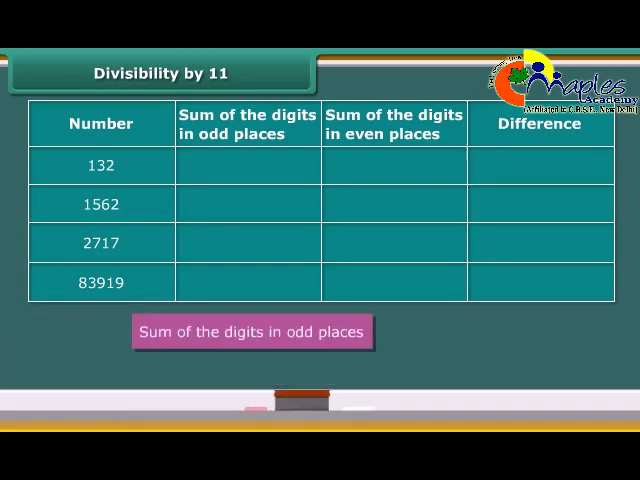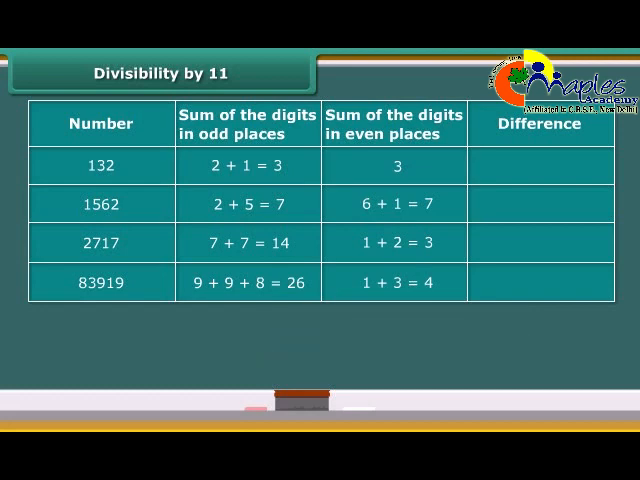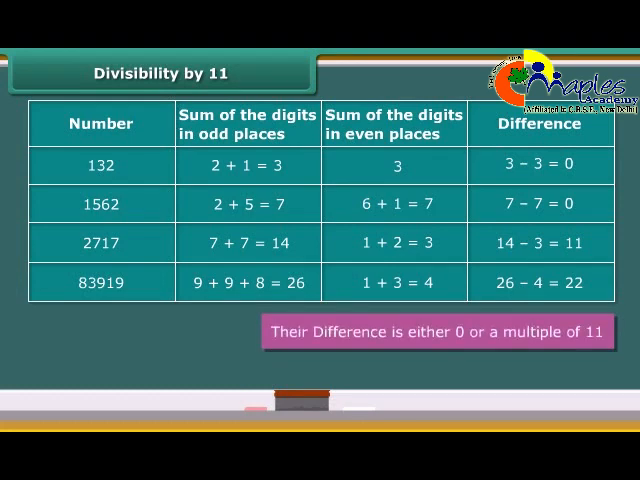Consider the sum of the digits of these numbers in the odd places, starting from ones place. Likewise, consider the sum of the remaining digits or the digits in the even places. Compute the difference between the two sums just obtained. The difference is either 0 or a multiple of 11.